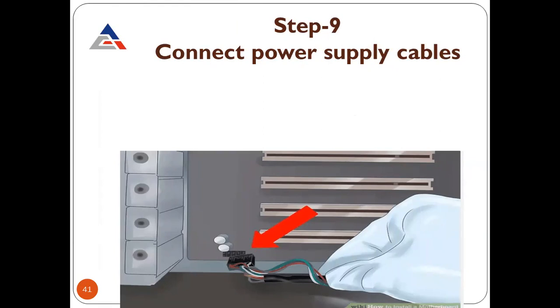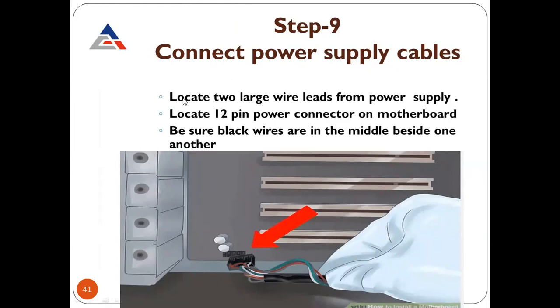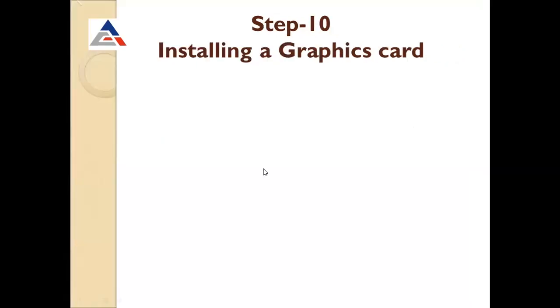Next step is to connect the power supply cables. So in this you have to connect the power supply cables. Locate two large wire leads from the power supply. Locate the 12-pin power connector on the motherboard. Now see the power connector on the motherboard. Be sure the black wires are in the middle beside one another. So these are the steps you have to follow when connecting the power supply cables.